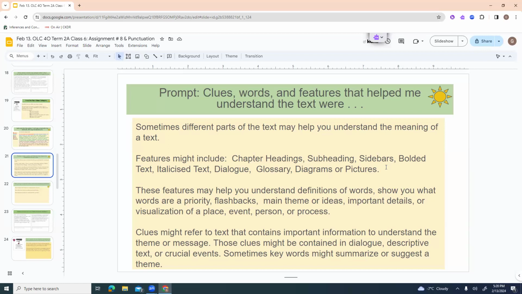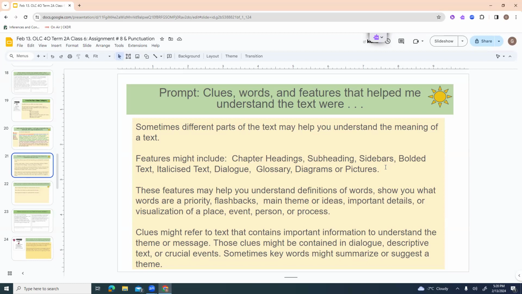Features might include things like chapter headings, subheadings, sidebars, bolded text, italicized text, dialogue, glossary, diagrams, or pictures. These features may help you understand definitions of words or show you what words are a priority. They might show you flashbacks, main theme or ideas, important details, a visualization of a place, event, person, or process.